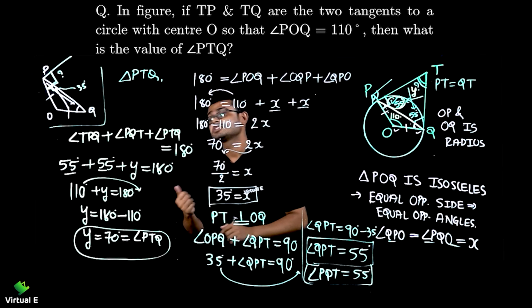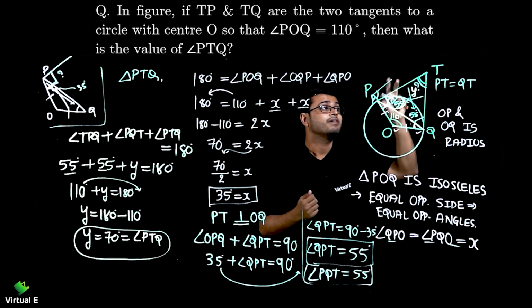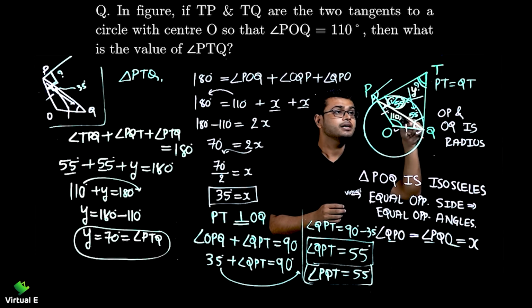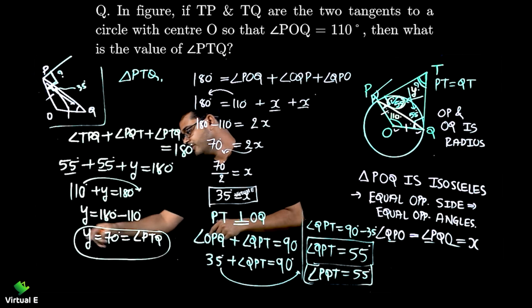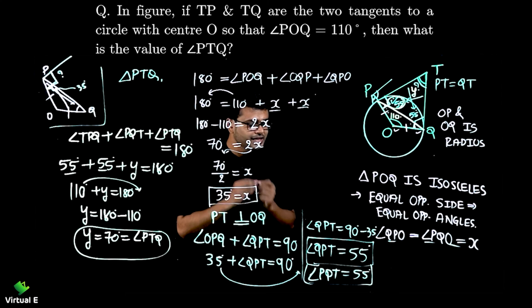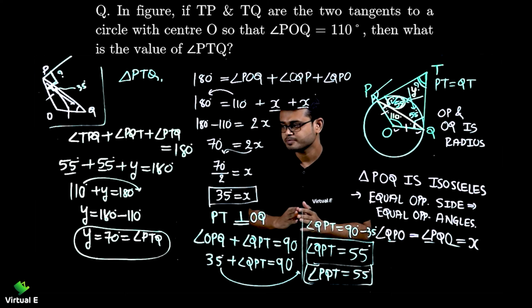Done. Afterwards, I have taken this triangle where our angle lies, which we want to find. So PTQ, again at three angles, 55 plus y will give you the value of y equal to 70 degrees. Now there is one more, even easier way to solve this question than this one.